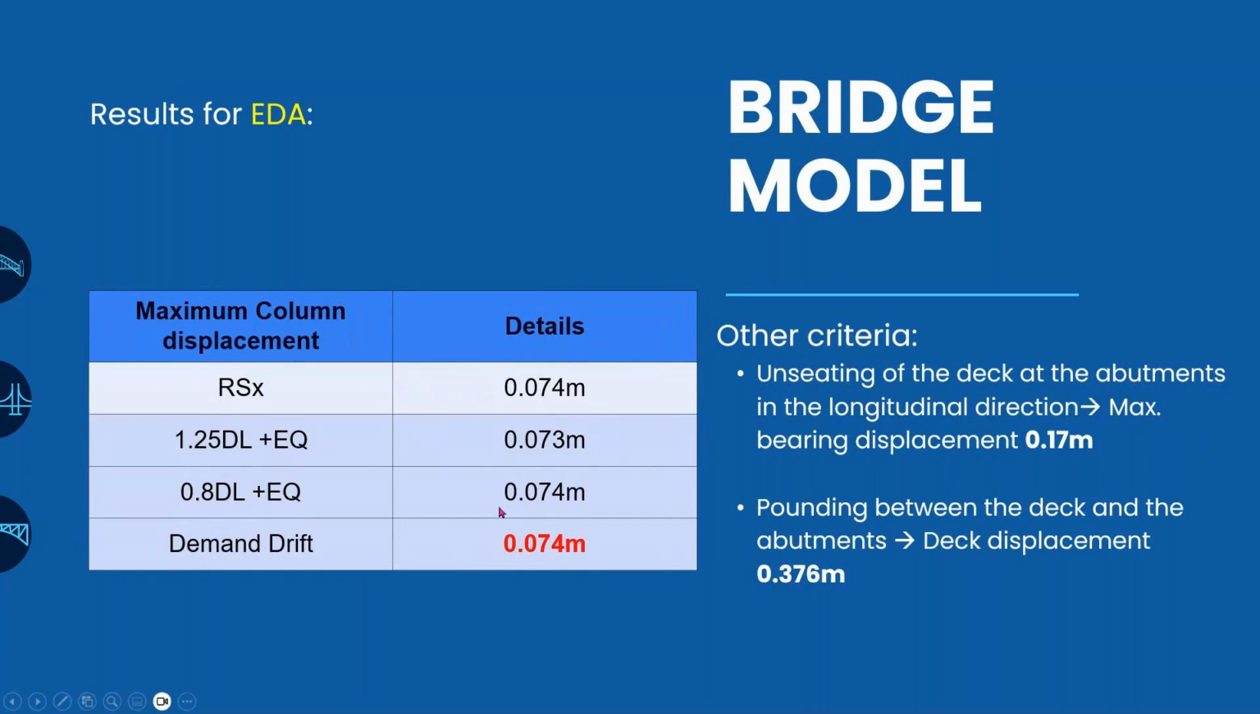So currently we are limiting our discussion to the demand, and the capacity drift will be taken care of by the pushover analysis in the next session. So for the unseating of the abutment in the longitudinal direction, the maximum displacement in the bearing, we got it as 0.17 meters, and for the pounding between the deck and the abutments, a very high displacement of 0.376 meter is seen here. It means that we need to provide the seismic restrainers in this case for this particular structure.